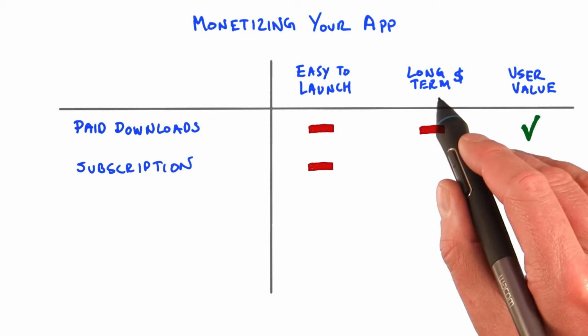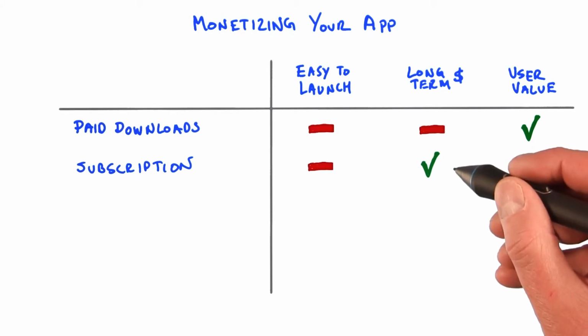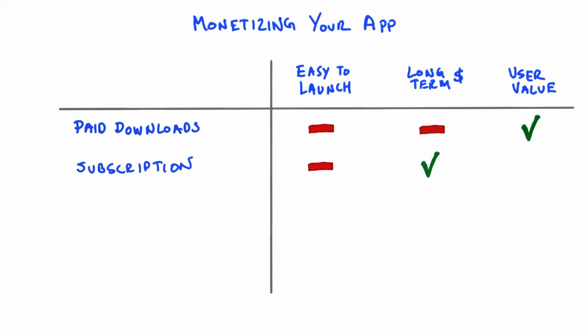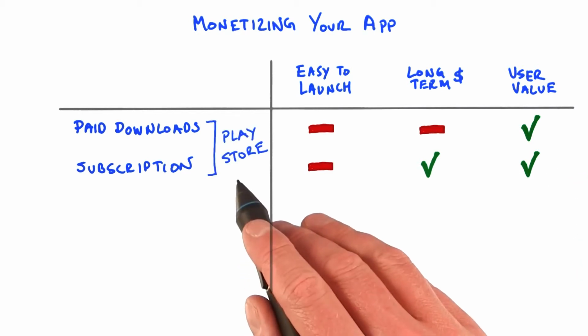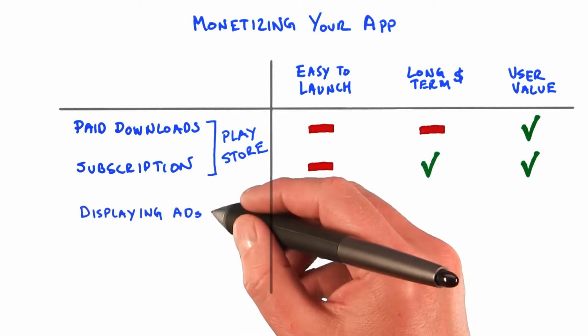So what about long-term revenue? Yes, spot on. The user will continue to pay for your app as long as it provides value, so you will continue to get revenue from all users of your app, not only at the time when they downloaded it. And what about user value? Same thing as for paid download. You have a user that is willing to make an upfront financial commitment to use your app, so obviously your app provides a very specific and high value to the user. And both these monetization models, paid downloads and subscription, can be configured in the Play Store when you deploy your app.